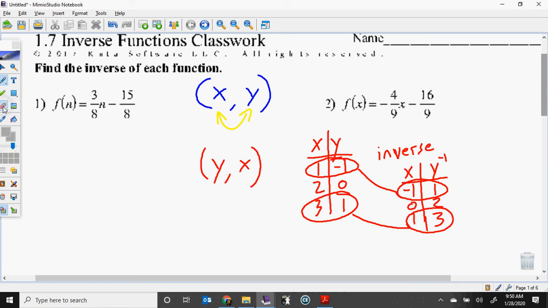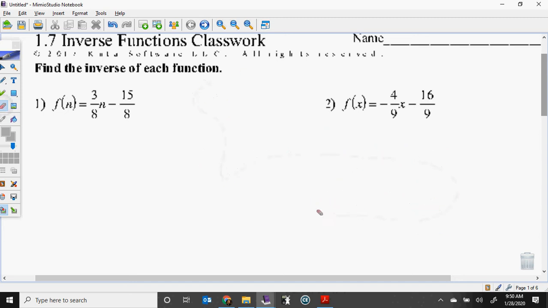Well, that's great if I have just a coordinate point or maybe a list of x and y values, but what if I have an actual function? Okay, well, the first thing I want to do is think of this as y and x. It doesn't matter what variable they give me, I'm going to change the f of whatever to y, and then the variable to x. Next, I'm going to switch my x and y. So x is 3 over 8, y minus 15 over 8.